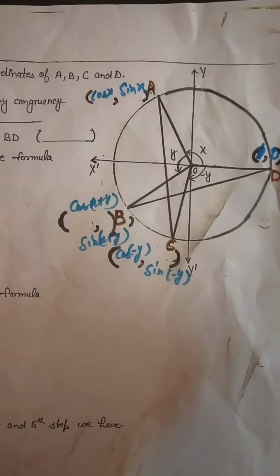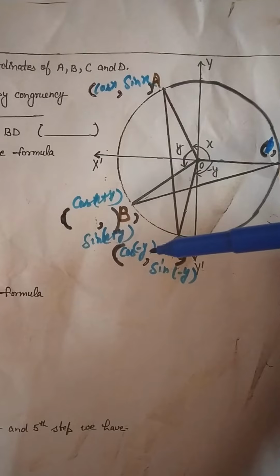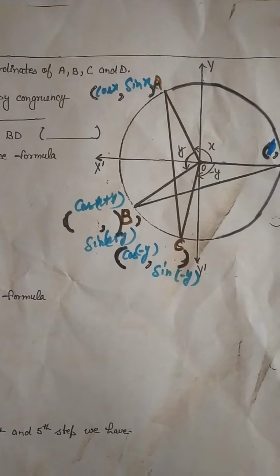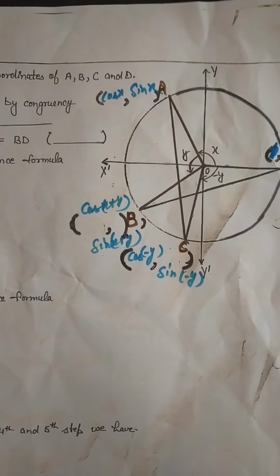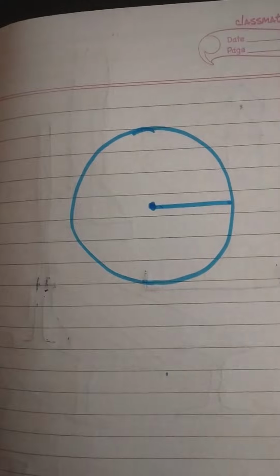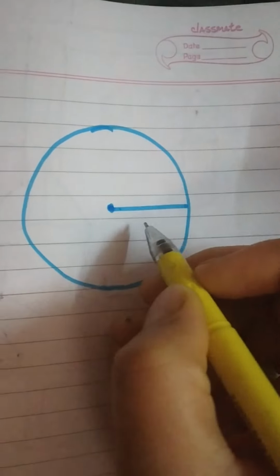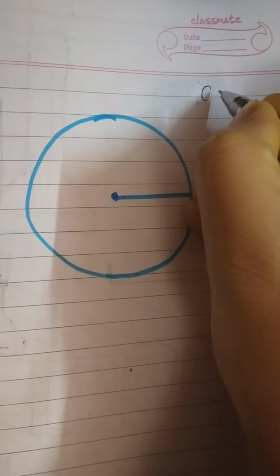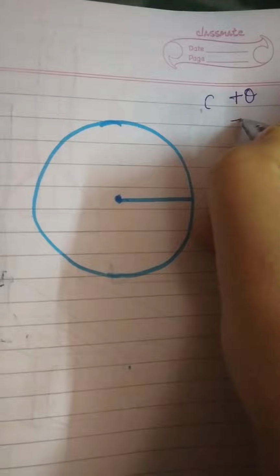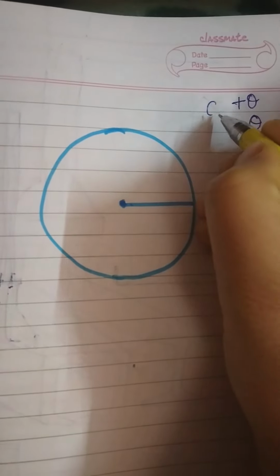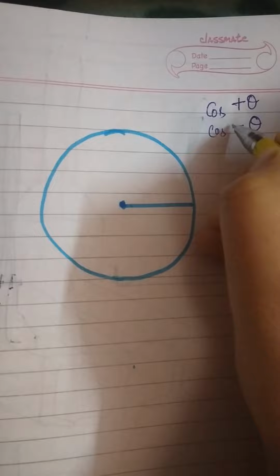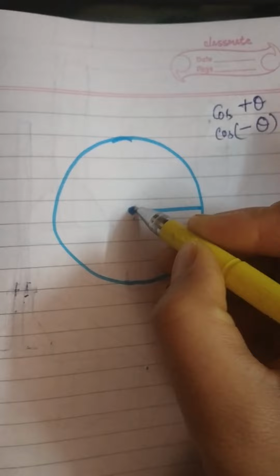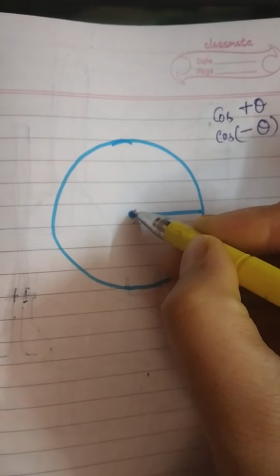And one more thing I want to add here is how to deal with cos minus y and sin minus y. Many of you know it, still I'm telling you. Suppose we have this unit circle, and now we have to deal with plus and minus theta and their cos and sin values. First let's deal with cos. Suppose this is any angle theta.